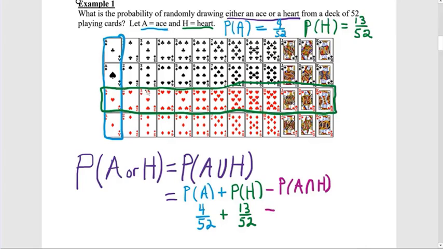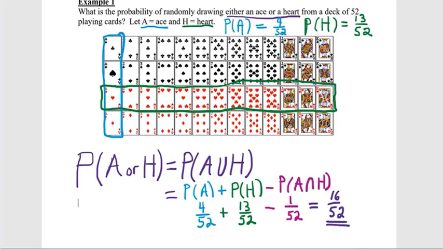So let's see if they share any simple events in common. And they do. Because the ace of hearts is both an ace and a heart. So what is the probability of selecting the ace of hearts? Well, it's 1 card out of 52. So we're going to subtract 1 out of 52. Therefore, we get a final probability answer of 16 over 52. You can see if we just would have added up the probability of A plus H, the blue and the green, we would have double counted that ace of hearts, because we can see really clearly from this sketch that there is overlap in the sample space.